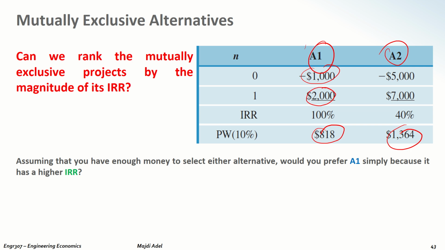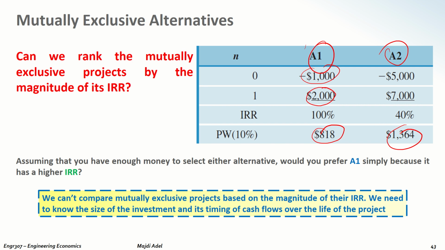So how does this happen, that a project with the highest internal rate of return is not necessarily the most profitable project economically? In this case, in comparing mutually exclusive alternatives, we do not look at the magnitude of the internal rate of return for the individual projects.